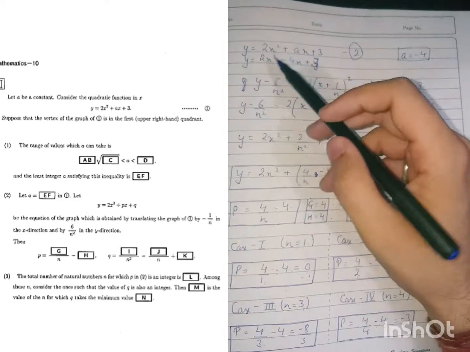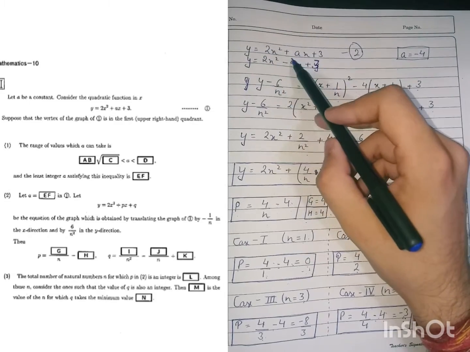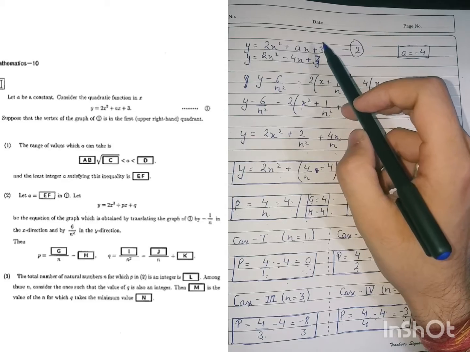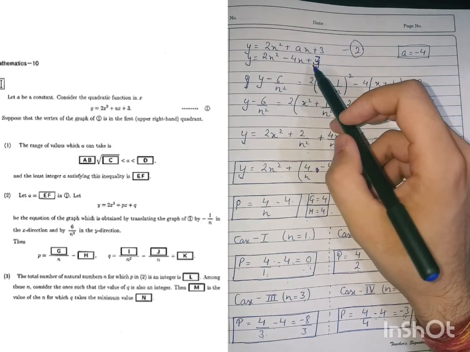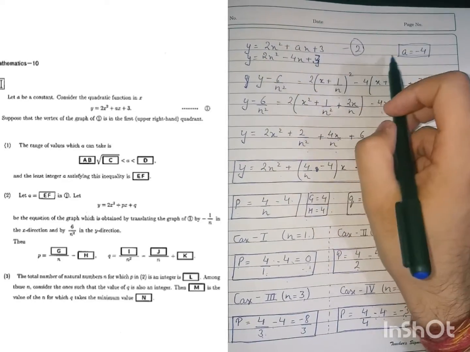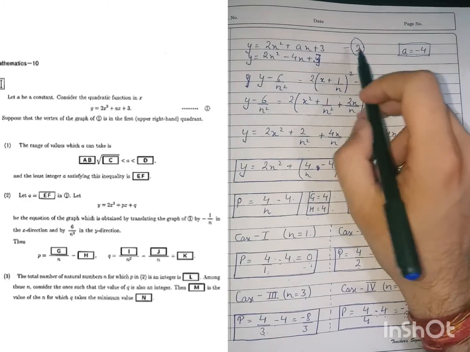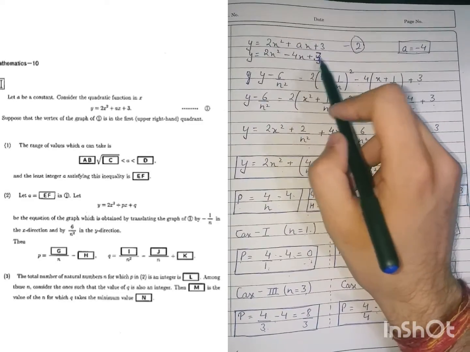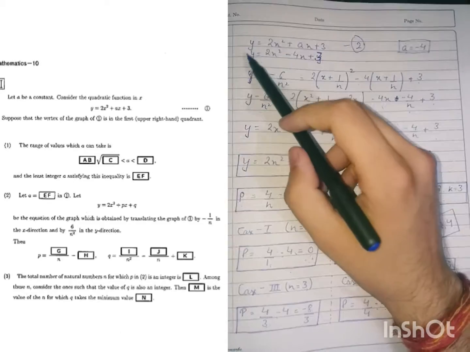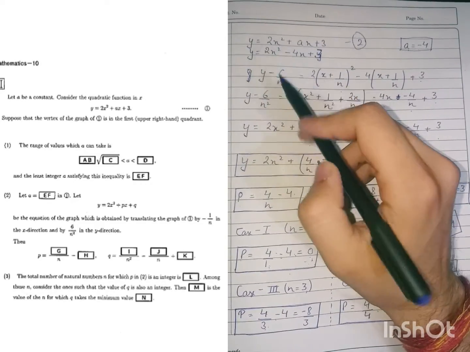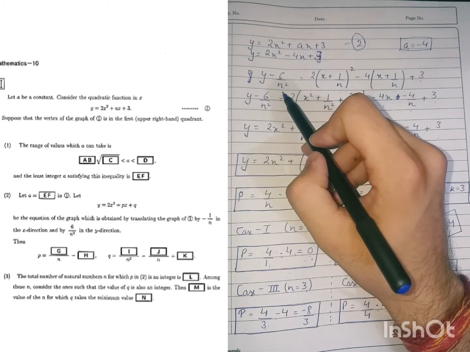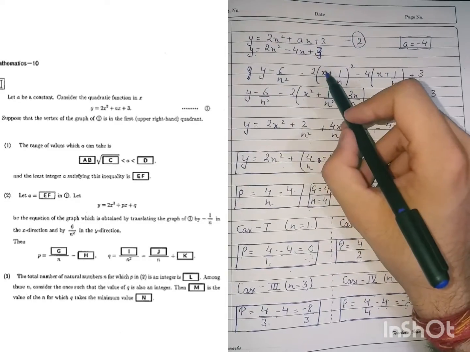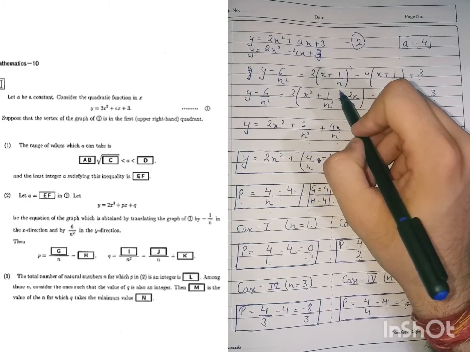So this is our equation, which is y is equal to 2x square plus ax plus 3. This was the first equation. So we put the value of a here as we have got it. So y is equal to 2x square minus 4x plus 3. So in the place of y we are going to put y minus 6 by n square, and in the place of x we are going to put x plus 1 by n.